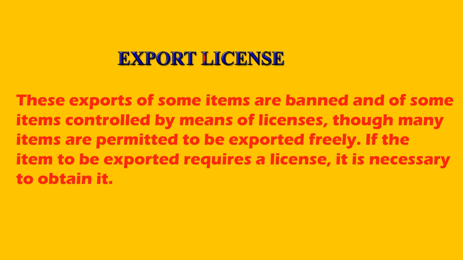The next step is export license. There are certain items which are banned in certain countries. This we have already discussed in our earlier slide also. However, there are items which need a license, and also there are items which can be exported freely. So for this, the exporter should make sure that the item is not one which falls in the banned list. If the item to be exported requires a license, it is necessary to obtain it before finalizing the contract.